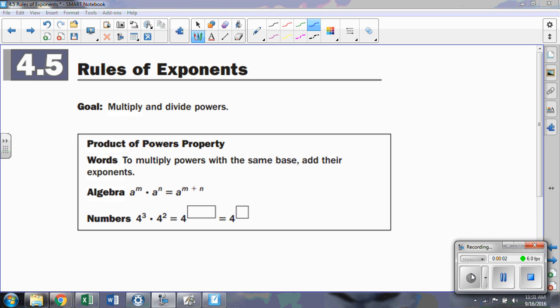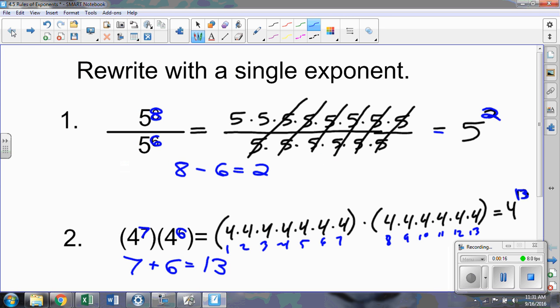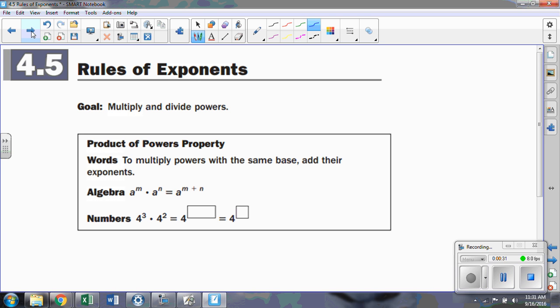In this lesson, we are going to go over some of the rules of exponents. In particular, we want to multiply and divide powers. Essentially, when you had your warm-up, we want to be able to do things like this. We want to be able to divide exponents or divide powers, and we want to multiply powers as well. And we can do them with the expanded format, or we can search for shortcuts.